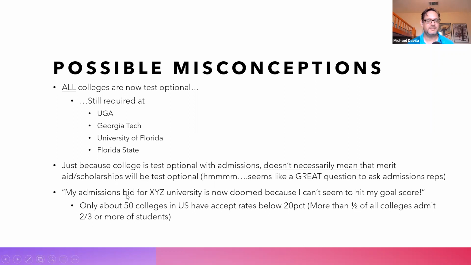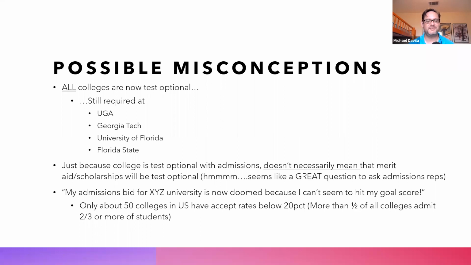And another misconception: my admissions bid for XYZ University is now doomed because I can't seem to hit my goal score. Well, not necessarily. The thing I always come back and say is, hey, only 50 schools in the United States have acceptance rates below 20%. Those are the Harvards and the Stanfords and the Yales. More than half of all colleges admit two-thirds or more of their students. So don't sweat. There's always going to be a fit out there in the universe of schools.